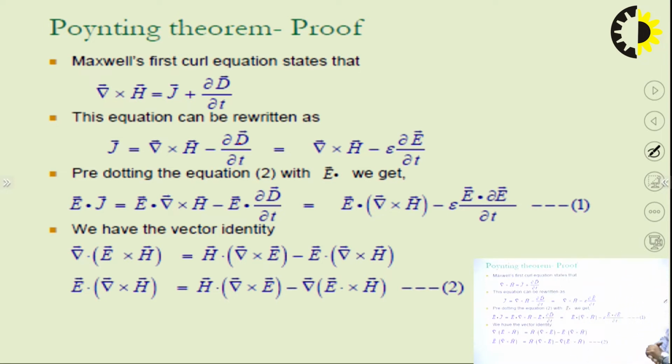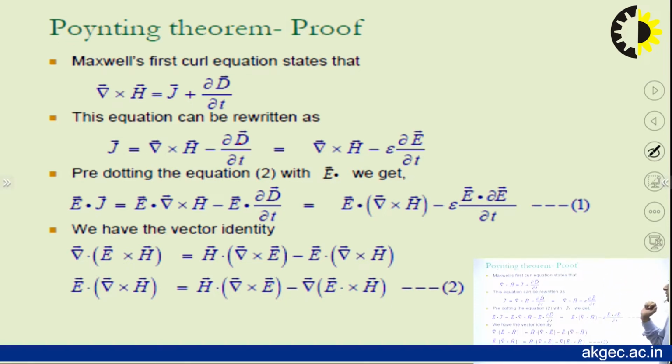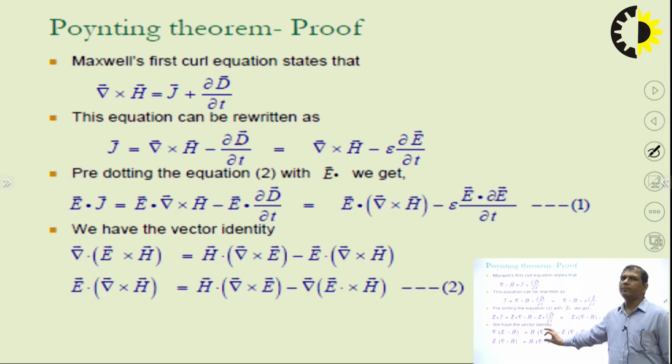Now, from the vector identity theorem, we know that divergence of E cross H is equal to H dot del cross E minus E dot del cross H. So this comes out from the vector identity theorem, which is generally derived in vector calculus. So we are using the concept of vector calculus.